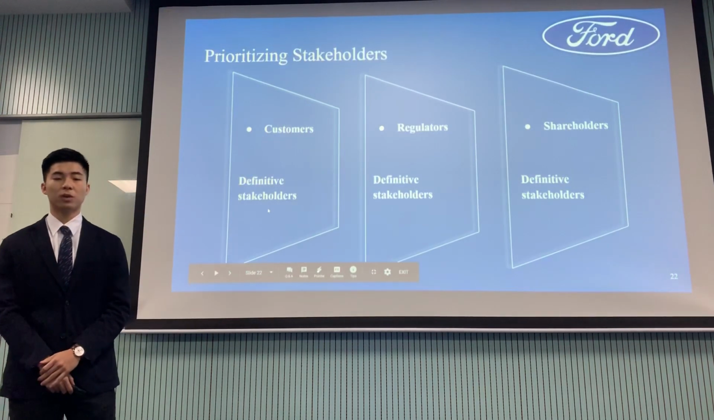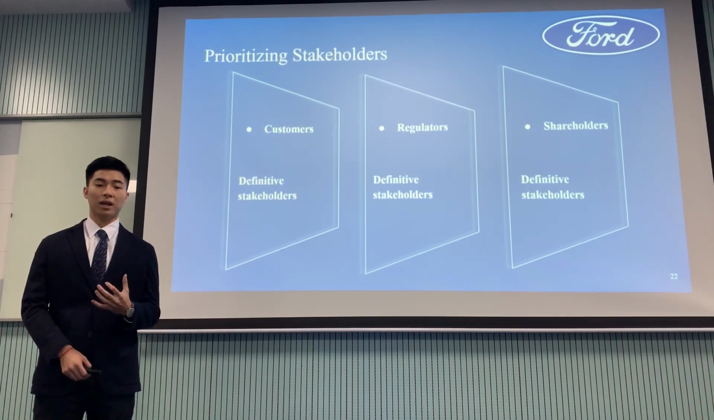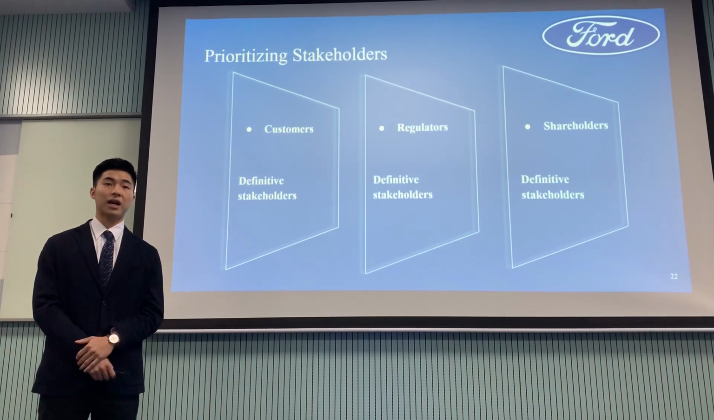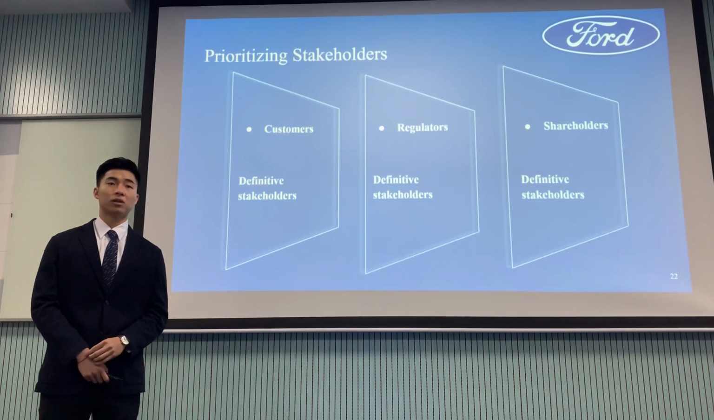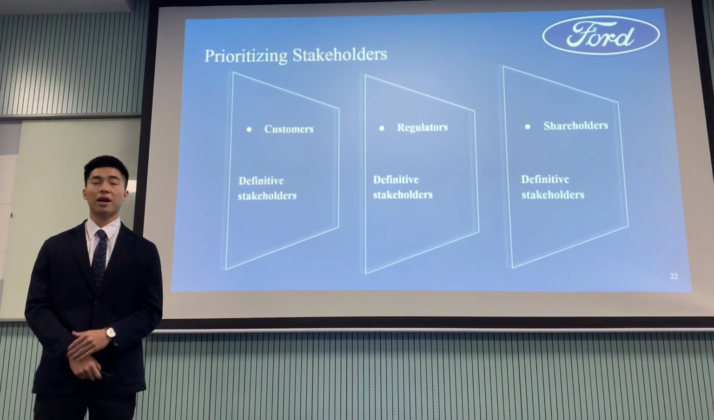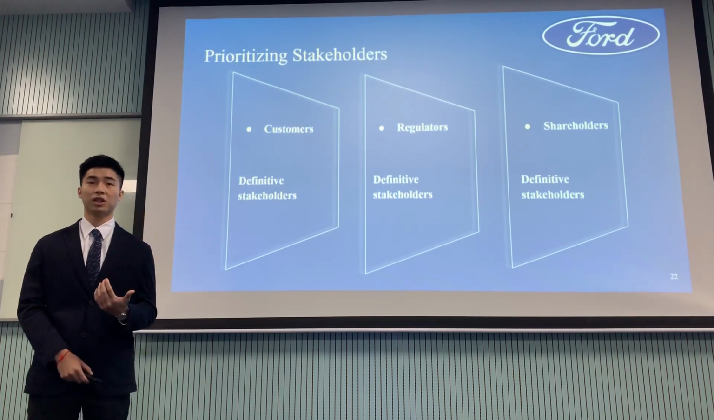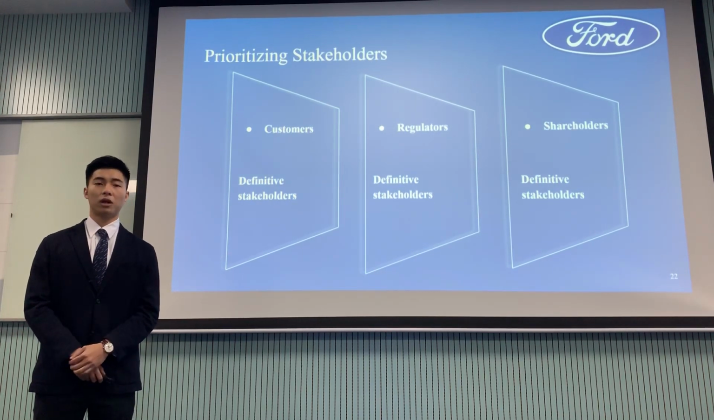Yes, the salience model was developed in 1997. It put three aspects in identifying who the prioritized stakeholders are, and the three aspects are power, legitimacy, and urgency. Power talks about how much impact the stakeholder has on the decision, and legitimacy talks about the legitimate relationship that the stakeholder has to the decision. And urgency talks about the degree of attention needed for action.